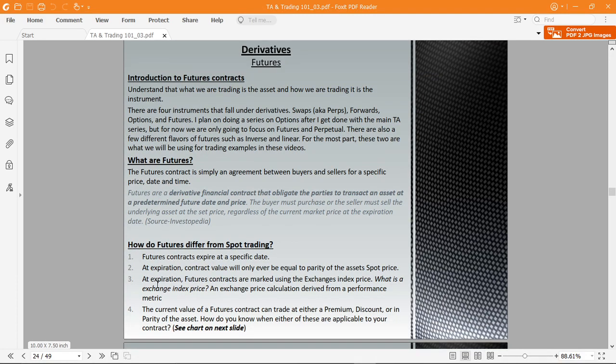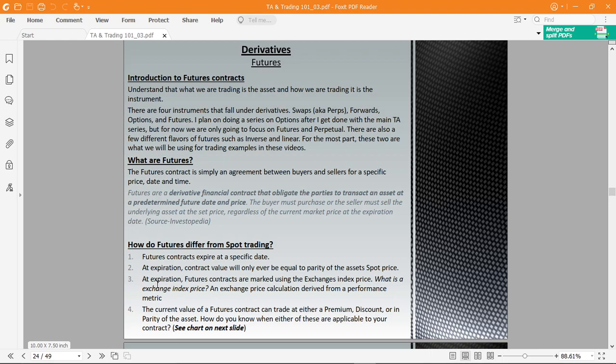The instruments that fall under derivatives are swaps, perpetuals, forwards, futures, and options. I hope to one day be able to do a series on options for you guys once we get done with the main TA video series, which could take some time the way things are going. But for now, I'm just going to focus on futures and perpetuals. There are also a few different flavors of futures, such as inverse and linear, and that goes for perpetuals as well. For the most part, these two are what I will be using for trading examples in these videos: inverse and linear.